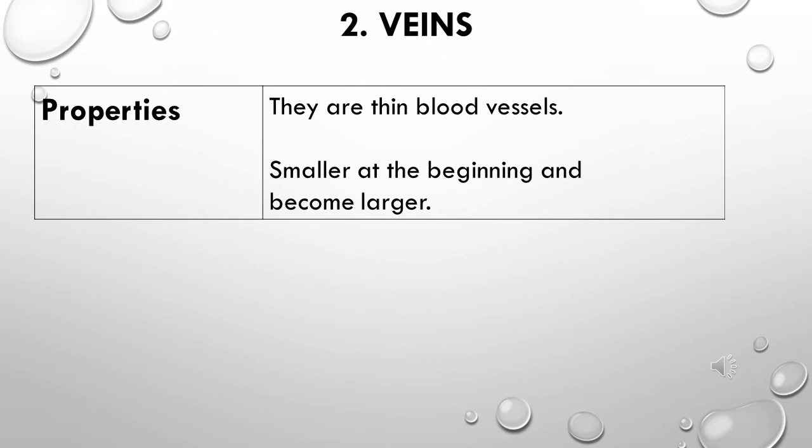The properties of veins: they are thin blood vessels, as we have said, and they are also smaller at the beginning and become larger at their end. And this is the opposite of the arteries too.